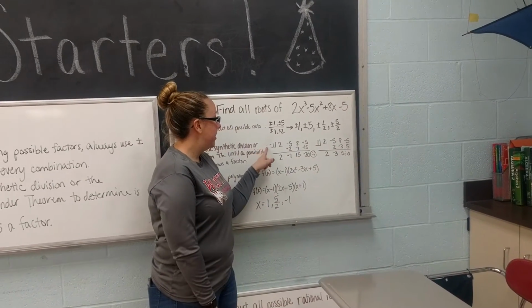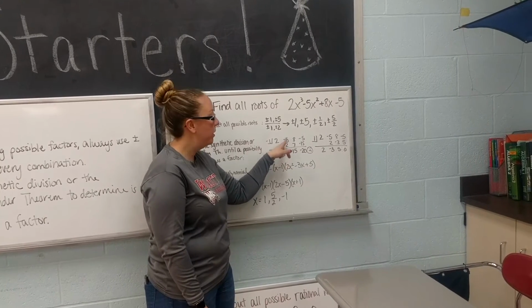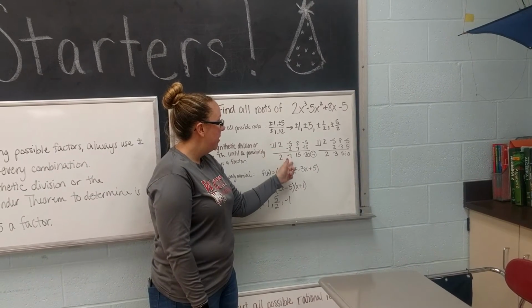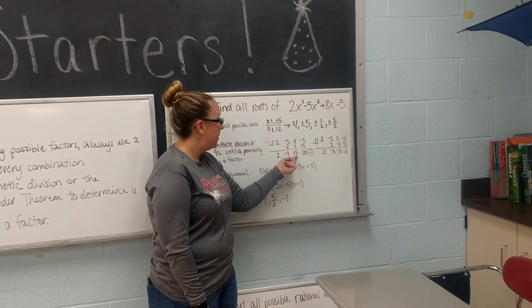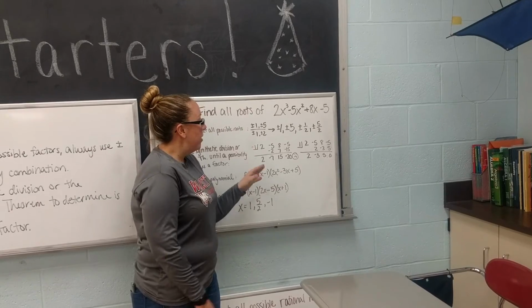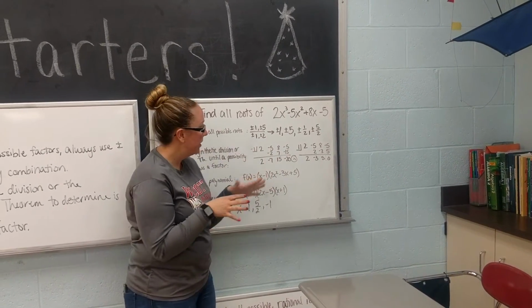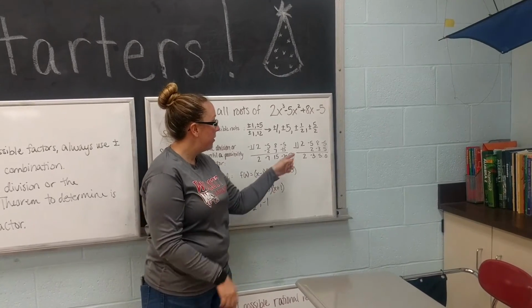So if we do synthetic division with negative 1, you bring the 2 down and multiply, you get negative 2, add, you get negative 7, multiply, you get 7, add, you get 15, multiply, you get negative 15, adding, you get negative 20. So I know that this is not a factor. So negative 1 is not the one I want to use. So I'm going to go to positive 1.